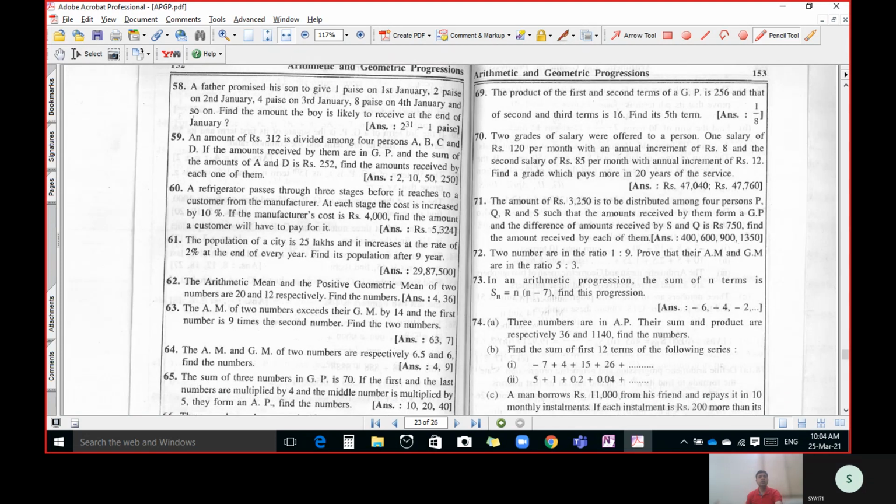Now let us do question 58. A father promises his son to give 1 paisa on 1st January, 2 paisa on 2nd January, 4 paisa on 3rd January, 8 paisa on 4th January, and so on. Find the amount the boy is likely to receive at the end of January. Here we have to find the total amount the boy is likely to receive at the end of January.